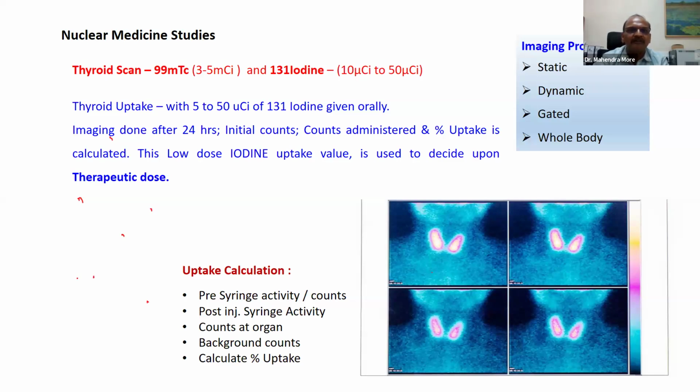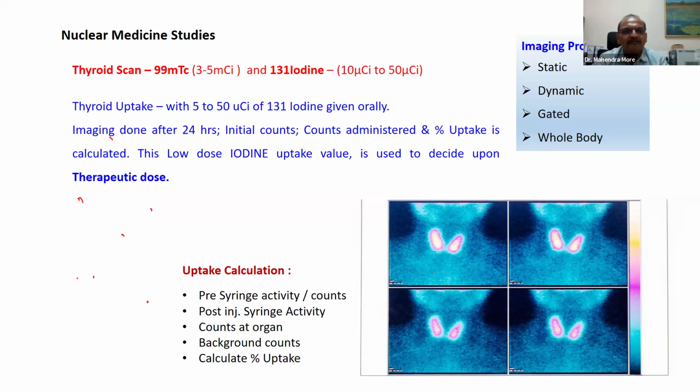So the amount of activity given for the technetium scan or thyroid scan is around 3 to 5 millicurie. While if you want to image the same thyroid by radioiodine, you give the activity in terms of microcuries, around 10 to 50 microcurie, because the iodine takes some more time to get uptake at the thyroid level, so we administer a very small amount of activity, and it has a half life of 8 days.